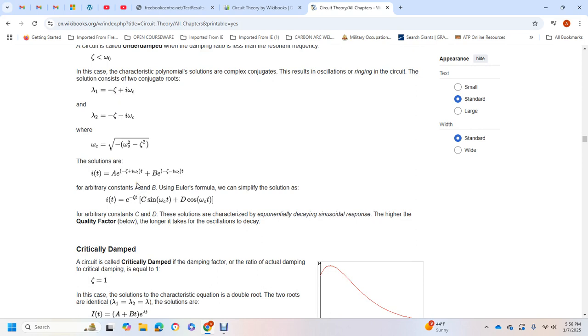Now, the higher the quality factor, the longer it takes for the oscillation to decay.